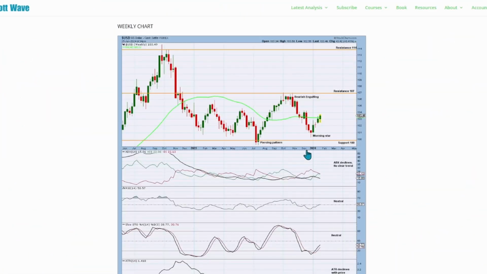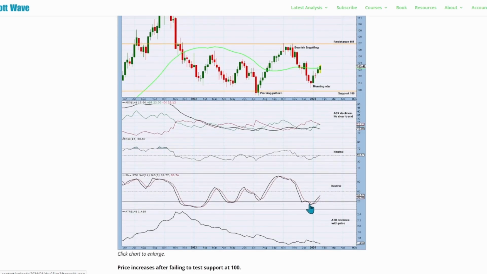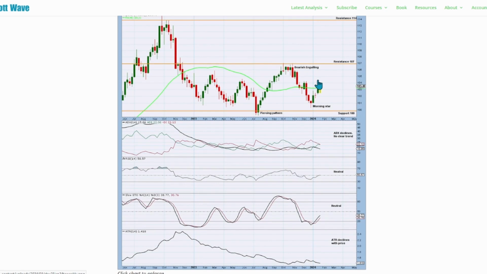On the technical weekly chart, price has increased after just failing to find support at 100 with a little Morningstar candlestick pattern. ADX now declines, showing no clear trend, with RSI neutral and stochastics neutral and increasing, having entered oversold where price needs support here. Overall, the model of stochastics in support and resistance expects an upward swing to continue towards resistance at 107.